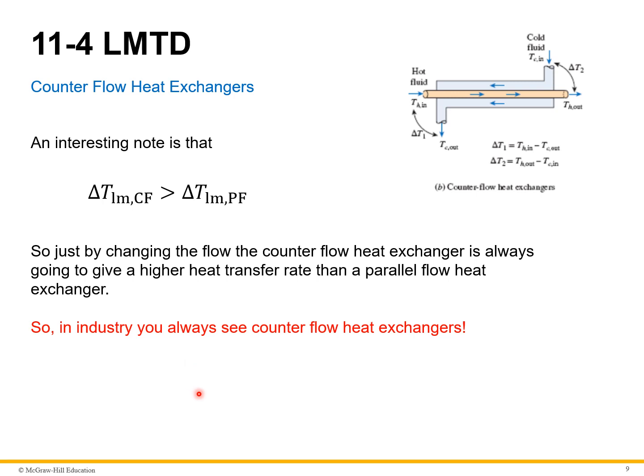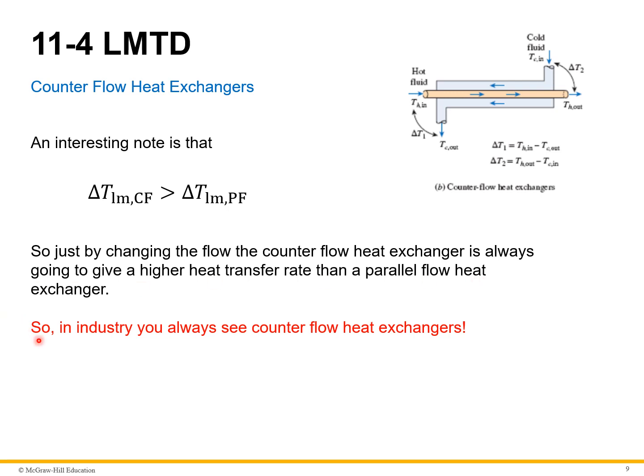So an interesting note here. This is what's known as a counterflow heat exchanger. The difference is that you have the hot fluid still going from left to right, but the cold fluid comes in and travels across the pipes from right to left. So they're traveling in opposite directions. An interesting fact is that the temperature difference for the counterflow is always greater than the temperature difference for the parallel flow. So just by changing the flow, the counterflow heat exchanger is always going to give a higher heat transfer rate than a parallel flow heat exchanger.